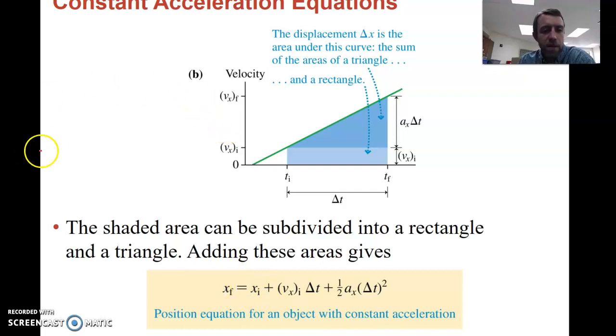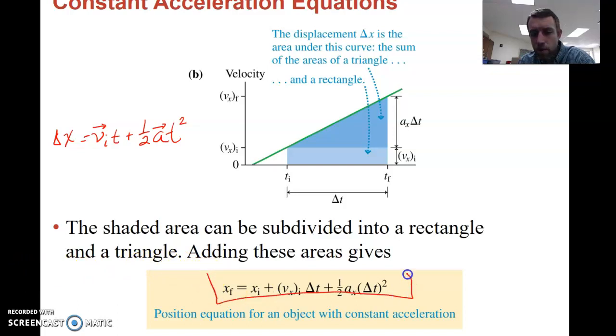Oftentimes you will see this equation as VI T plus 1/2 A T squared. I tend to lose the deltas for the t's, and you will see that quite often when you're looking elsewhere at these kinematic equations. So here's our second kinematic equation. This is the way it's written on the AP equation sheet, which I will make sure is posted on the website or on Schoology somewhere.